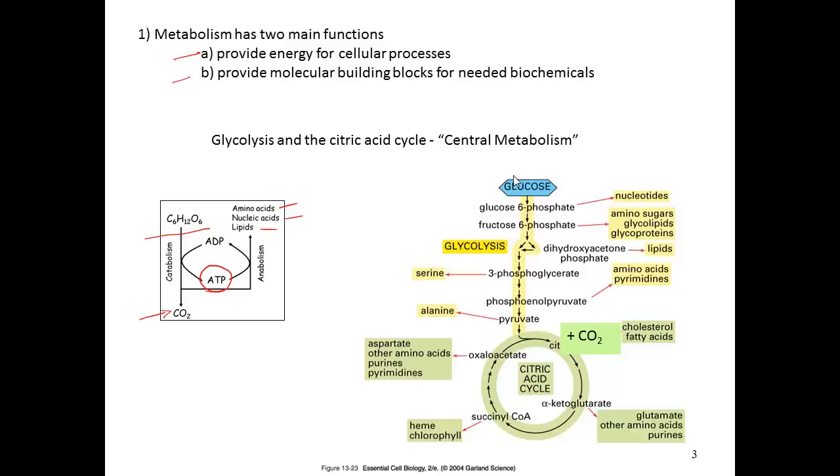Here, showing the glycolysis and the citric acid cycle, some of the branch points for various of these compounds: nucleotides, lipids, and amino acids. You're not responsible for the specific molecules made from various intermediates, but you need to be aware of the dual functions of metabolism.